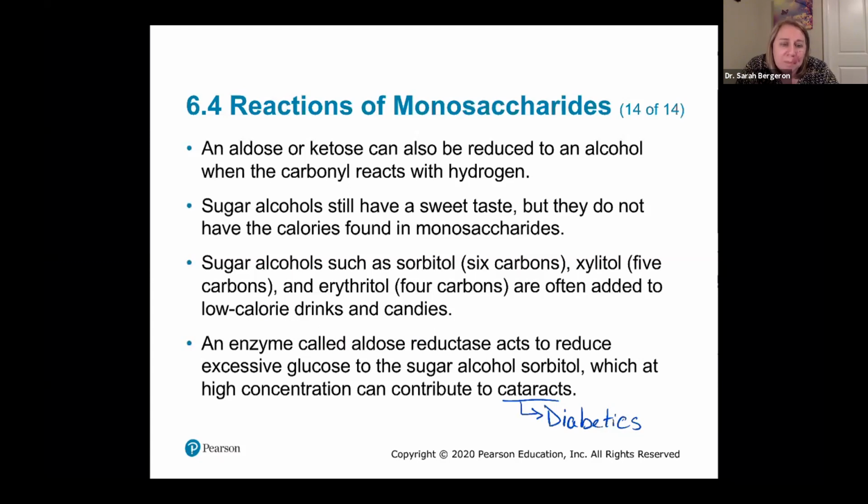And so we have an enzyme inside of our bodies called aldose reductase, and if you get really high blood glucose levels, it reduces them to sugar alcohols in our blood. And if you have a person who that happens to very often, for example somebody who has diabetes, it can actually contribute to high levels of cataracts. So this is why they check diabetics for cataracts so often.